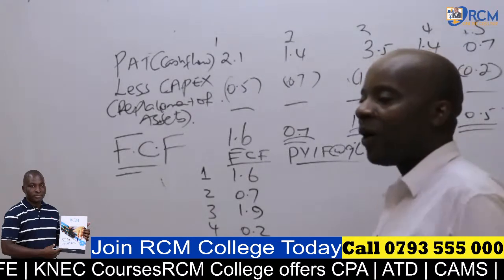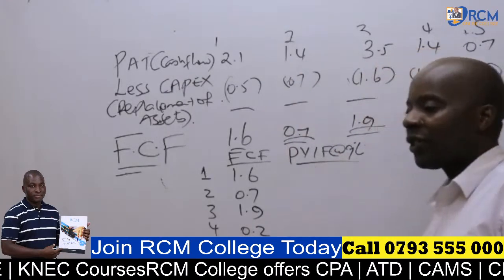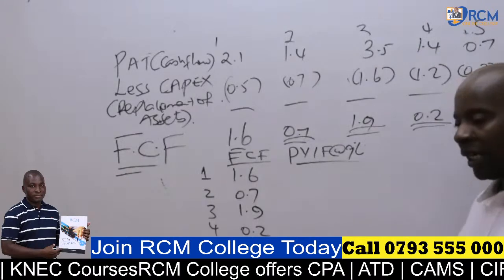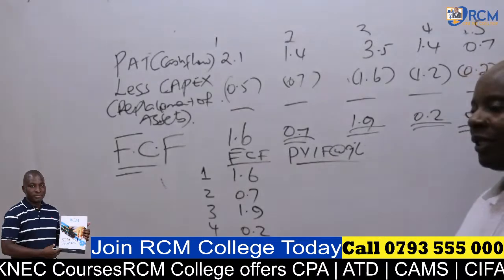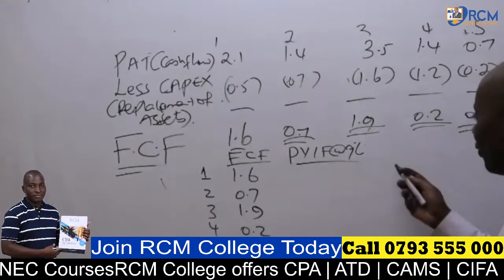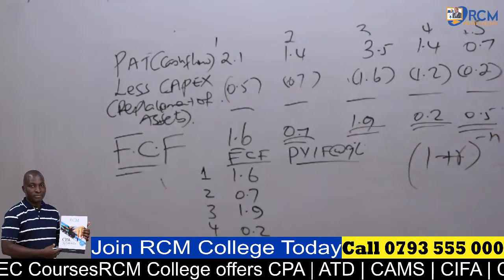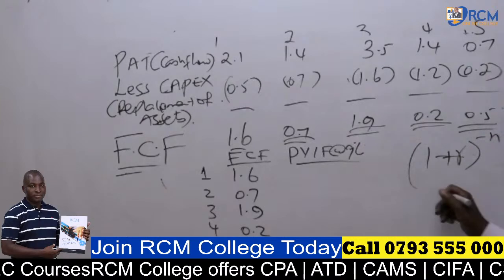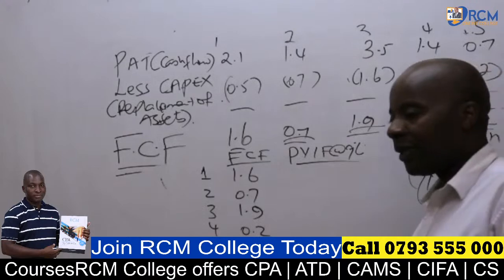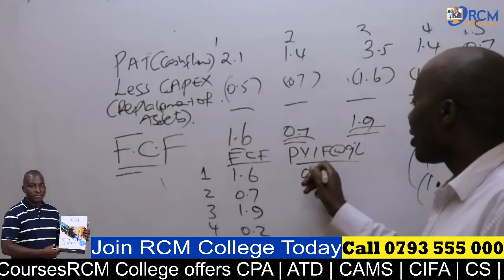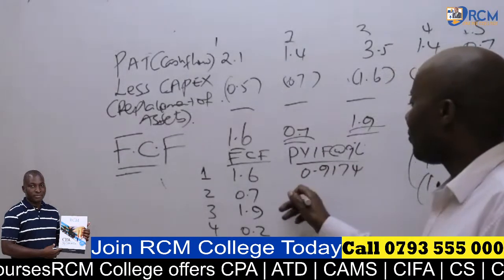Now at lightning speed, could you kindly give me these discounting factors? Remember, our formula for discounting is 1 plus R raised to negative n. So it will be 1.09 raised to negative 1. I can see somebody giving me 0.9174. Thank you. 0.8417.